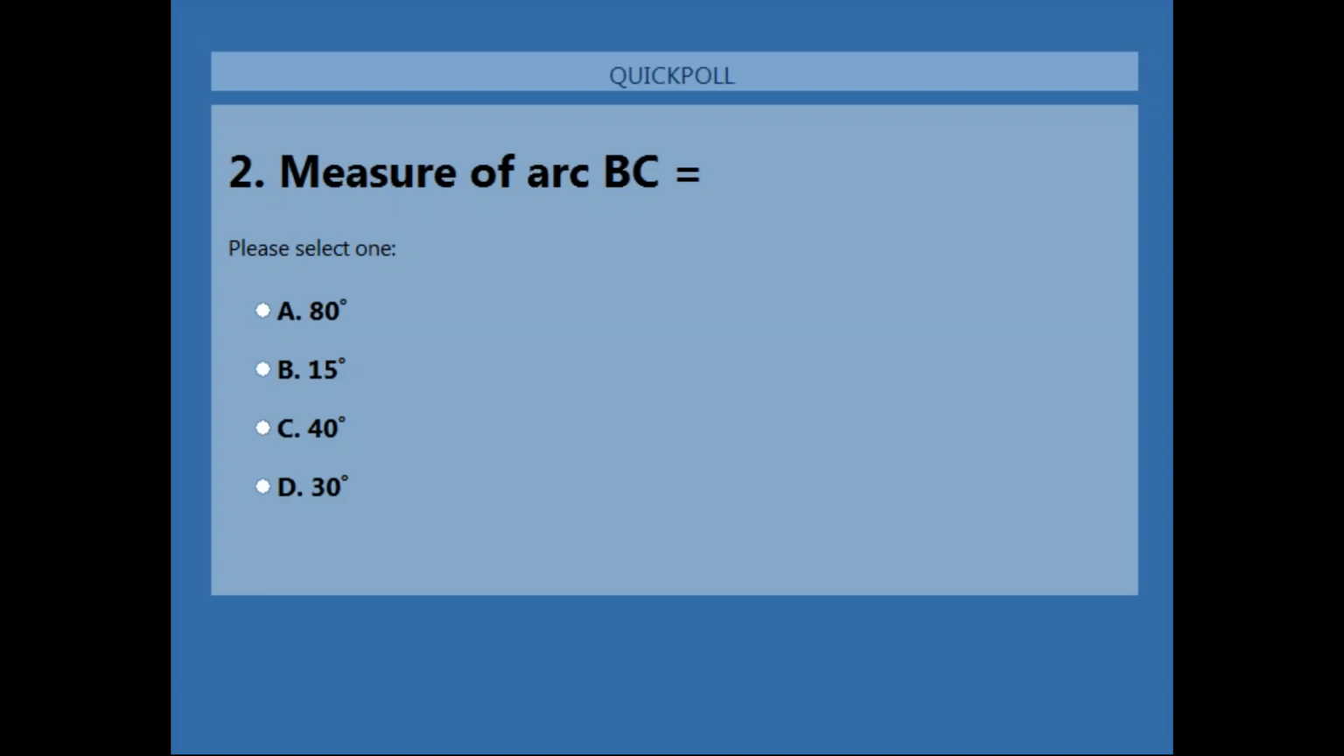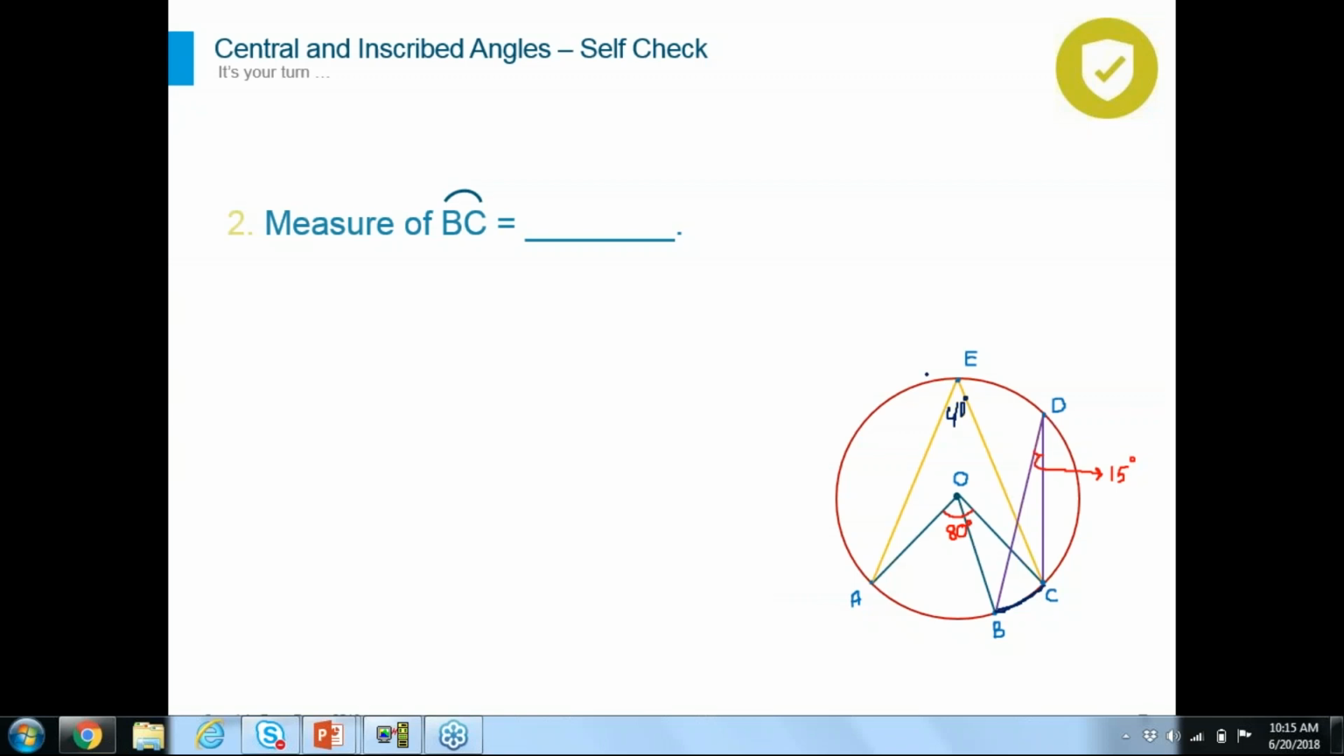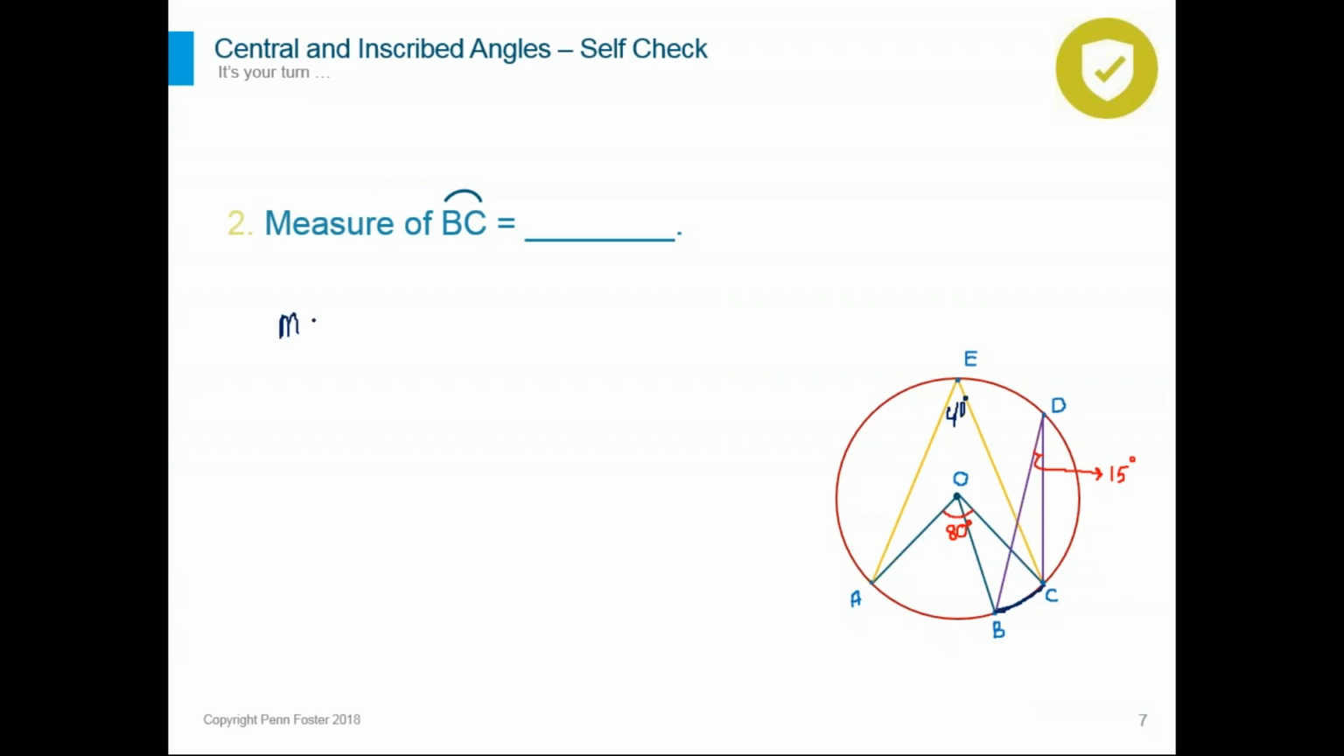Okay, let's do the question together. So back to our circle. Now, we know that the inscribed angle that intercepts the arc BC is 15 degrees. Well, the central angle that intercepts the same arc would be twice the measure of the inscribed angle. So the measure of angle BOC equals 2 times 15. That will be 30 degrees.